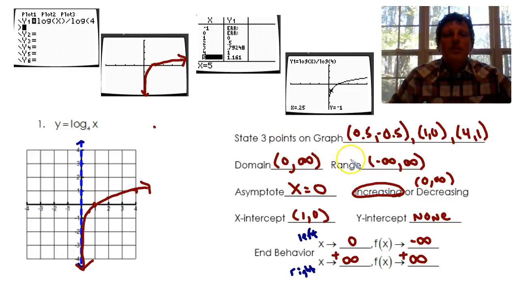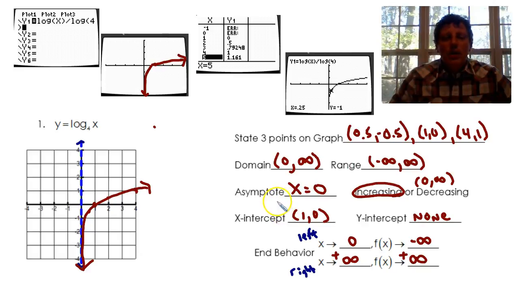The range is all real numbers because we have an arrow down and an arrow up, and every single possible y value is a potential y value on this function. I should point out that this is kind of the opposite of what we saw with the exponential function, where the domain was all real numbers and the range was limited by the asymptote.